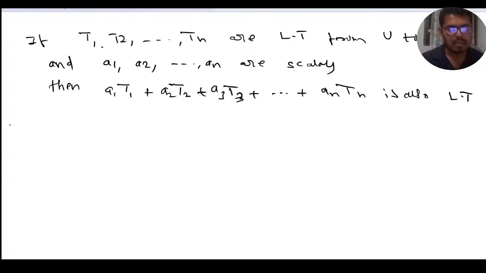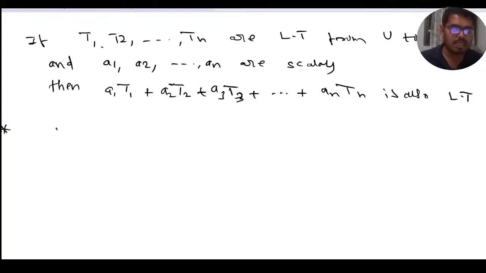Then in the questions, they give T1, T2 as linear transformations, and the options are T1 plus T2 is a linear transformation, and if alpha is any scalar, alpha T is also a linear transformation. If you have options like this, their sum, their difference, their scalar multiple, all of these form linear transformations. Then the next point is their multiplication.